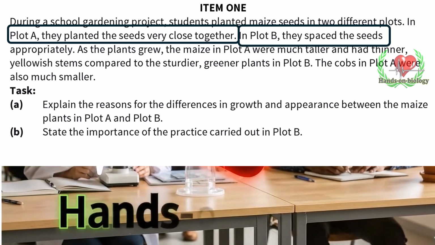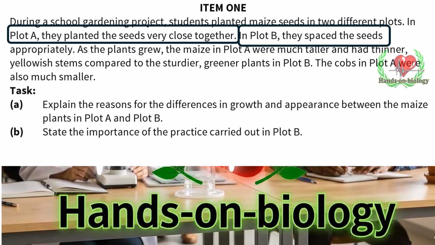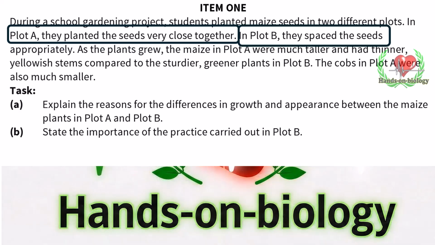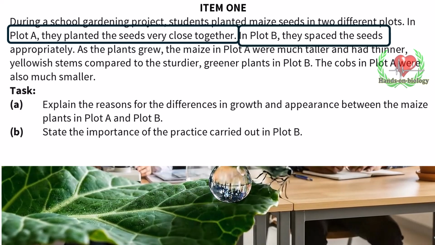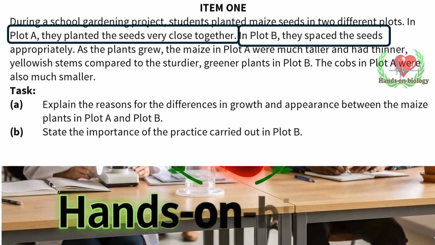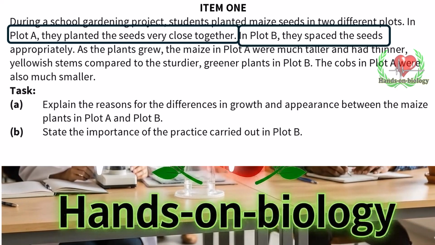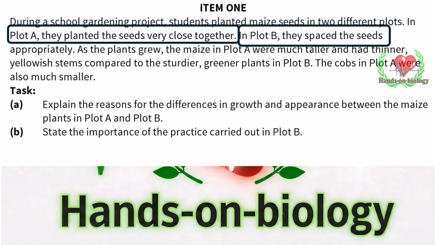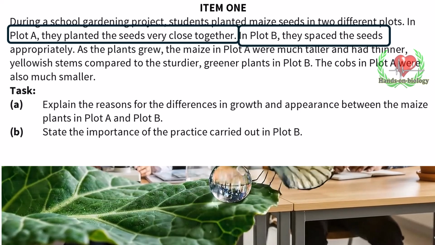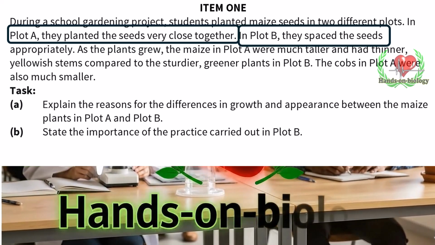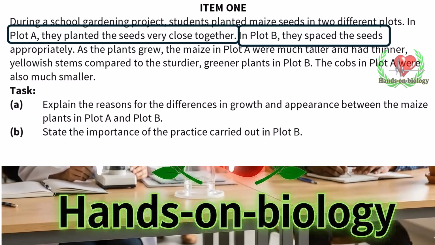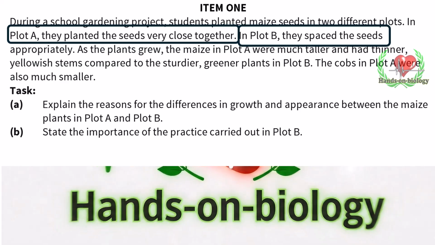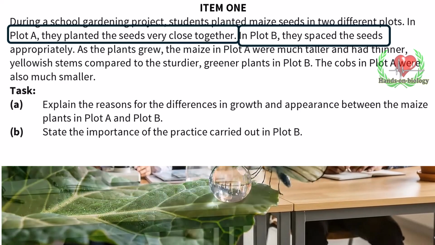As the plants grew, the maize in Plot A were much taller and had thinner yellowish stems compared to the sturdier, greener plants in Plot B. The cobs in Plot A were also much smaller. Task, Part A. Explain the reasons for the differences in growth and appearance between the maize plants in Plot A and Plot B. Part B. State the importance of the practice carried out in Plot B.